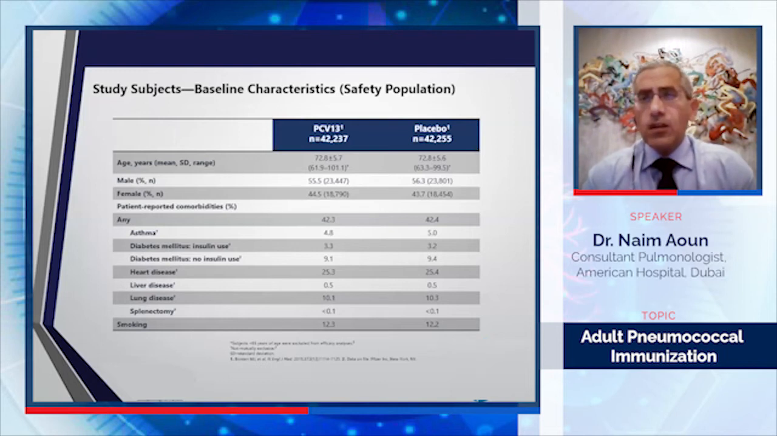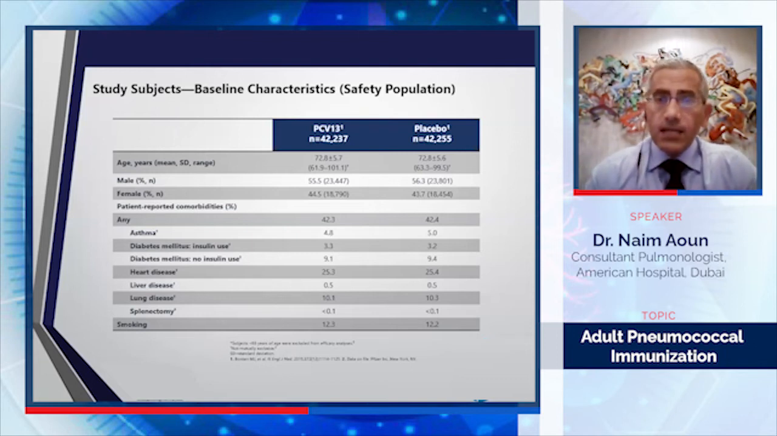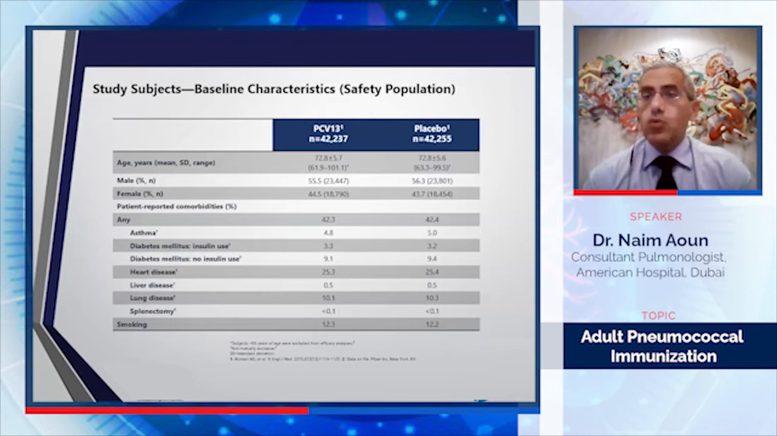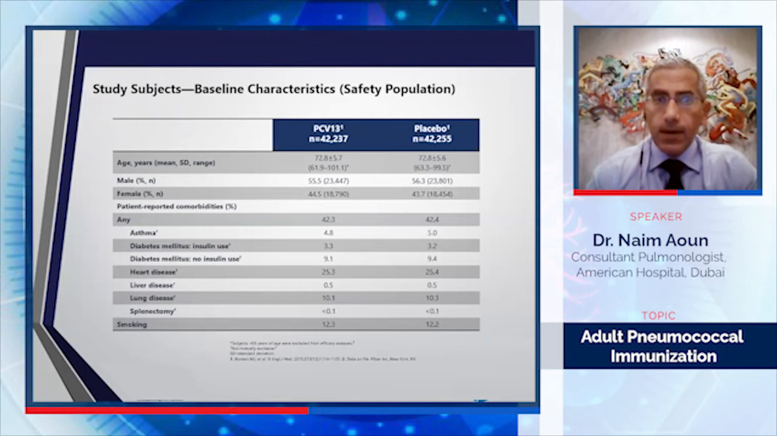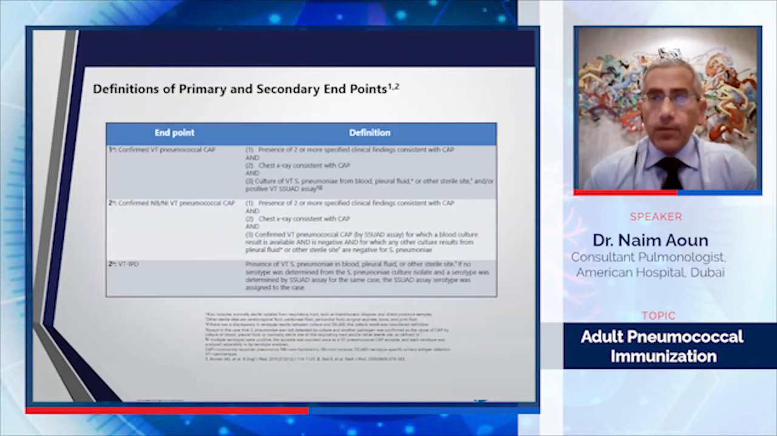The average age was 72 years old, 55% of them were male, 44% female, and a lot of them also had some comorbidities, which is important to enroll so we can look at all kinds of real-life scenarios. We had 5% of people with asthma, 3% with diabetes with insulin use, and almost 10% with diabetes without. A quarter of them had heart disease, few had liver disease, lung disease in 10%, and smoking in 12%. So it was quite inclusive, really mimicking patients we see in our clinics on a daily basis.